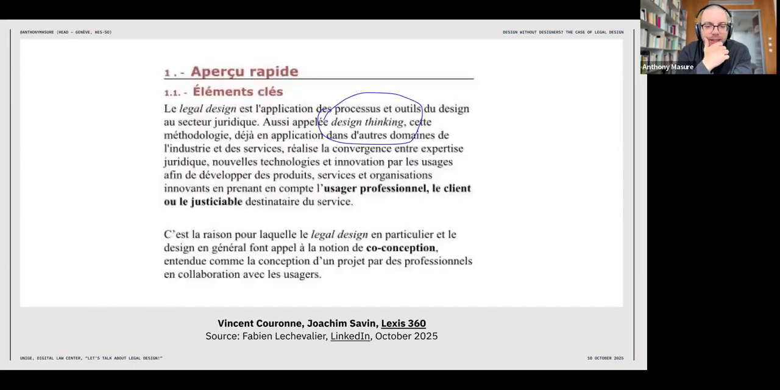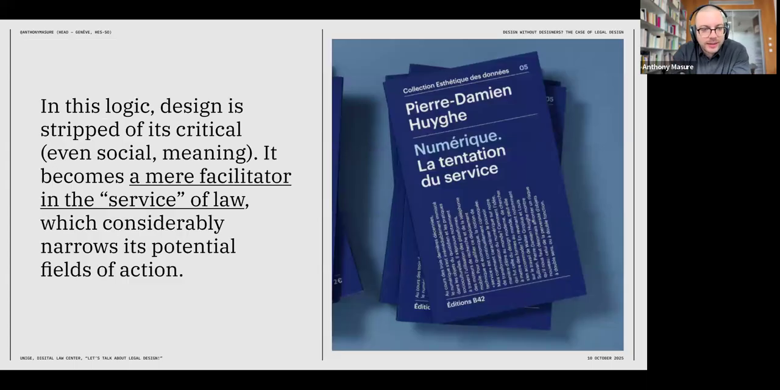It depends. Here is a definition that I found in the comments of Fabien Le Chevalier's LinkedIn post from October 2025. So maybe two lawyers, I'm not sure of their background, but Lexis 360 is an online law service, so I think they are lawyers. And they define legal design as design thinking. And for me, it's a shame because design could be much more than design thinking. So here, design is only a facilitator in the service of law, and it considerably narrows its potential fields of action.